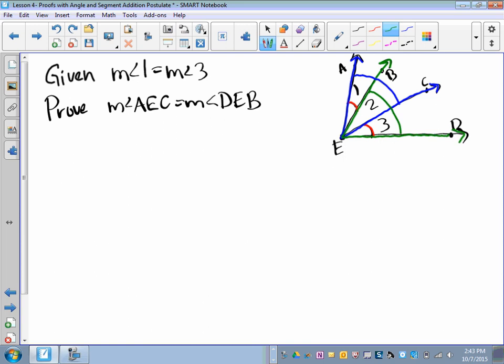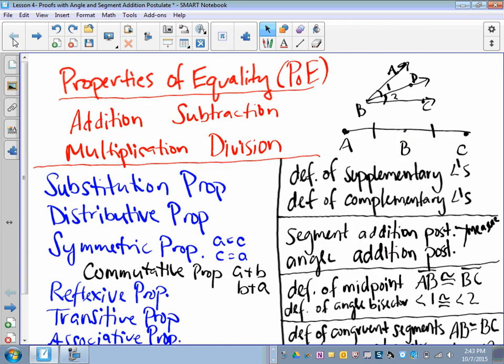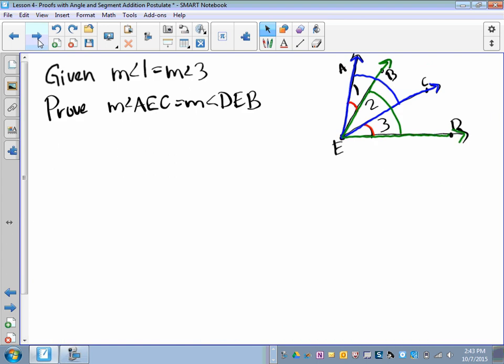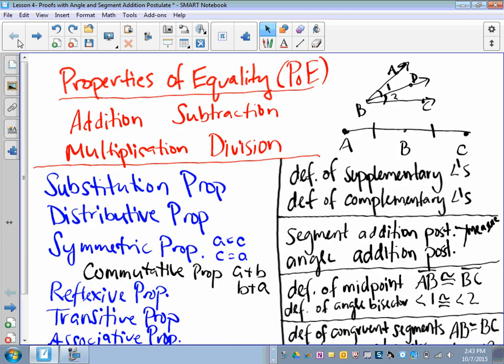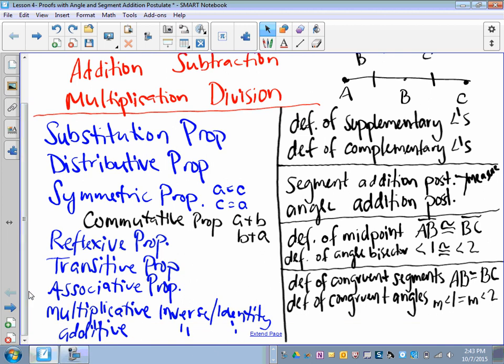Okay. So again, let's brainstorm. Do we have any type of angle bisector here? No. So we're not going to use that. Again, take a look at what we've got. Do we have supplementary angles or complementary angles? Was there any right angle symbol on that? No, so we can't assume that it is.